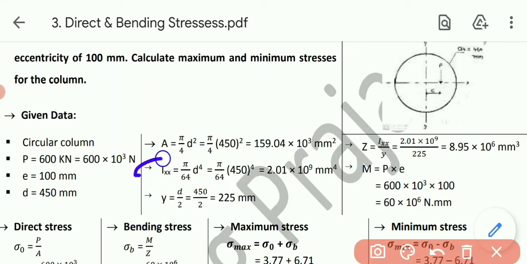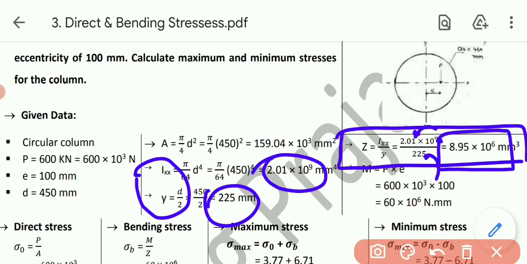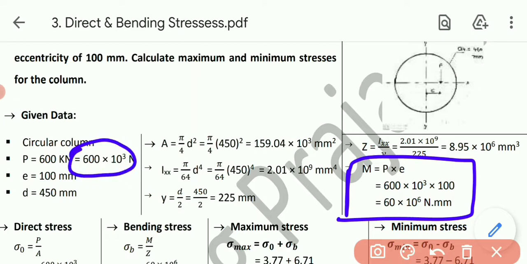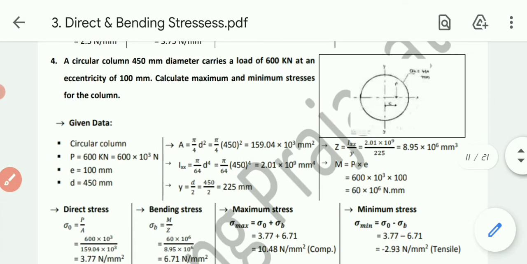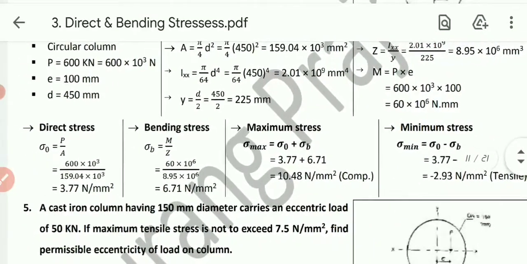Once I get the value of Ixx and y, I can calculate Z, the ratio of Ixx and y. Ixx is 2.01 into 10 raised to 9 and y is 225. Let's put down the value and calculate the answer. Answer will be 8.95 into 10 raised to 6 mm cubed. Then we need to calculate moment, P into E. P is 600 into 10 raised to 3, while E is 100 mm. By simplifying this one, I got the answer M, that is 60 into 10 raised to 6 Newton mm. Now by putting down all these values in the main equation, we will get the answer.